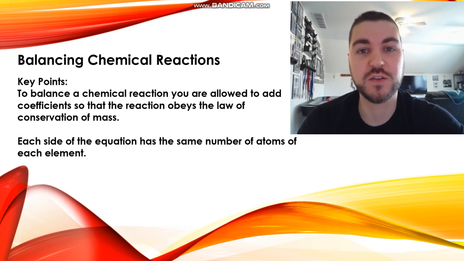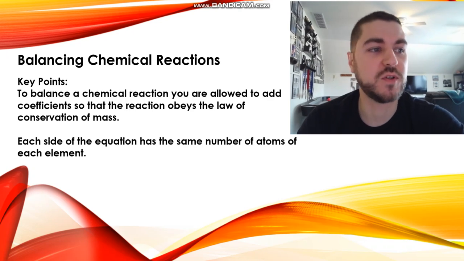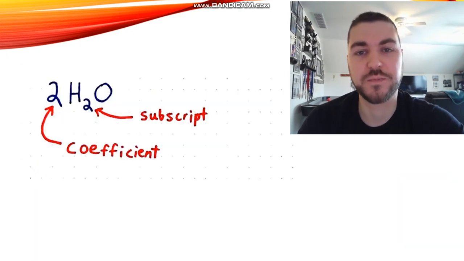So again, the law of conservation of mass just simply states that mass cannot be created or destroyed. So we're going to make sure that the types and numbers of atoms on the reactant side is equal to the number and types of atoms on the product side. And again, this will make a lot more sense when you start to see some of these examples.